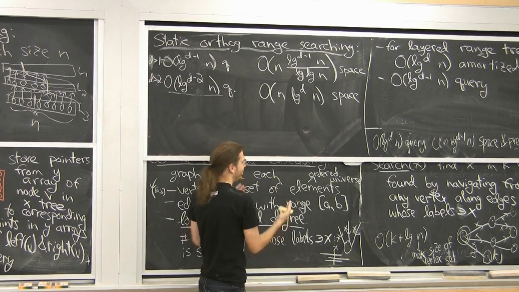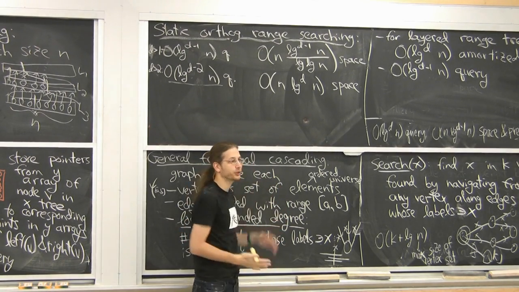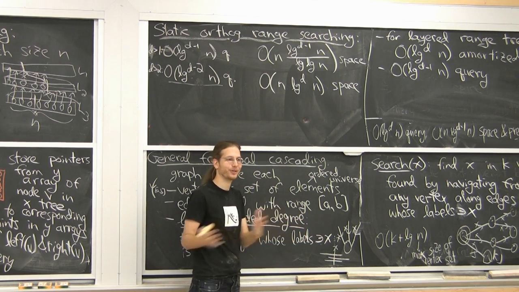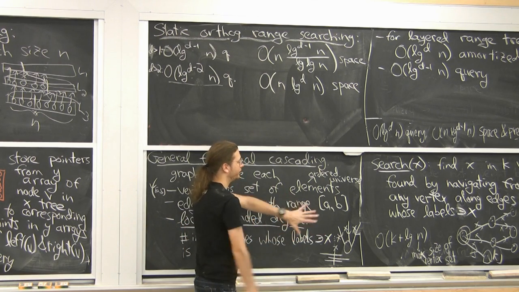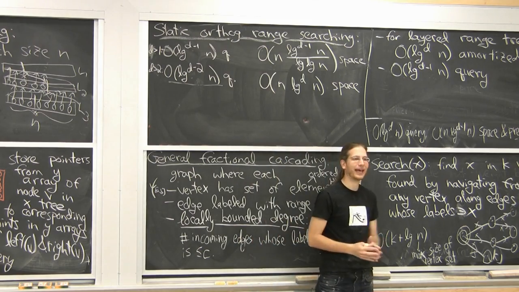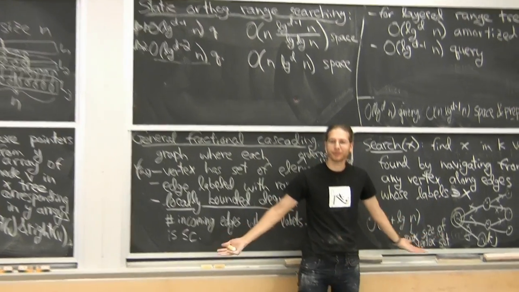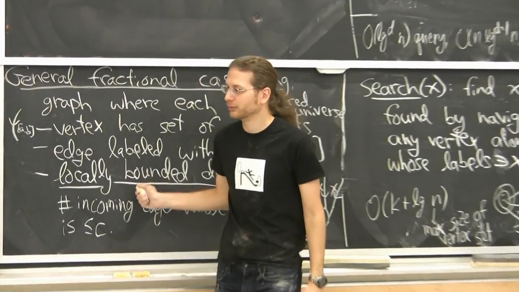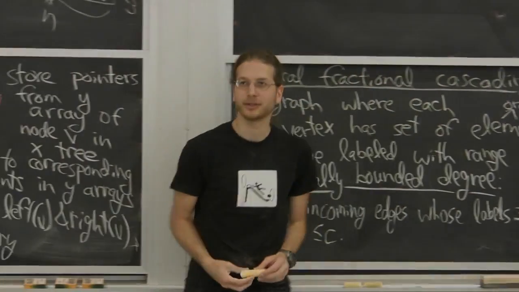This was such a big thing at the time. There were two papers on fractional cascading, part 1 and part 2. Part 1 is what is solving this, and part 2 is applications. They solved a ton of problems that no one knew how to solve using this general fractional cascading technique. That's it for today.